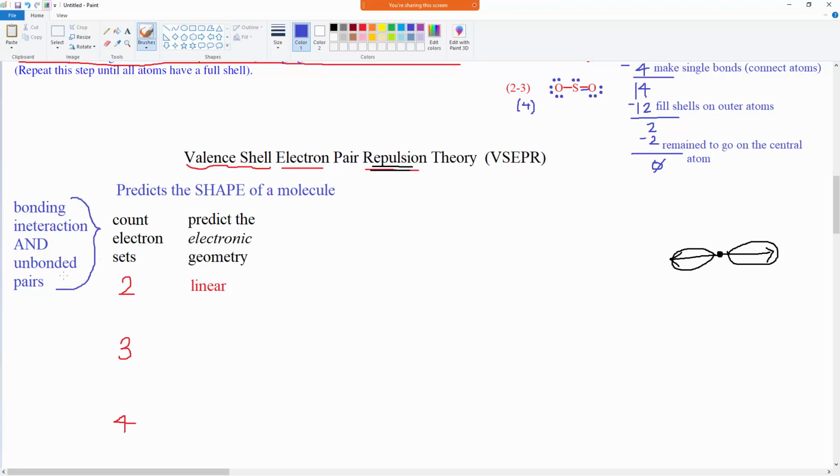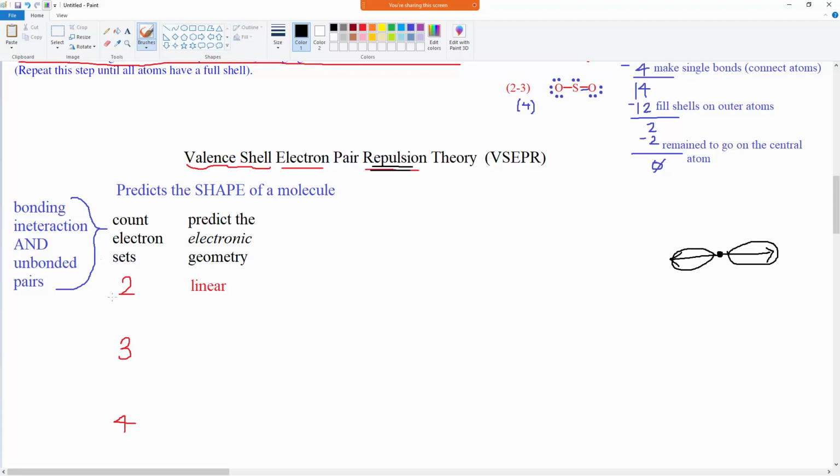So an unbonded pair is going to be one electron set. A single bond is an electron set. A double bond is an electron set. A triple bond is also one electron set. Does that make sense? Okay, good. If I've got 2 electron sets, as we saw, that was linear.